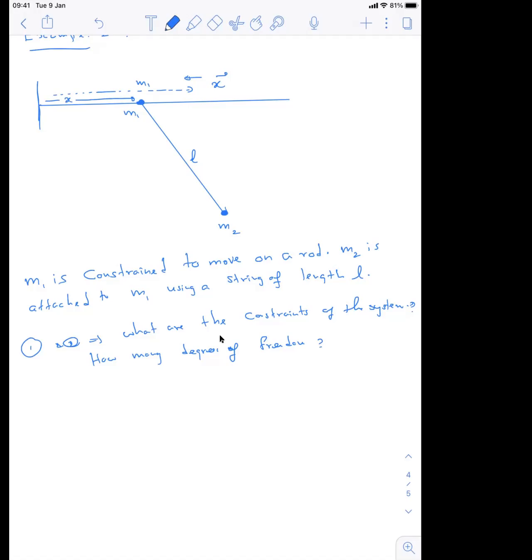M2 is attached to M1 by a length of L, which means that length is fixed as well. So now this can move as a simple pendulum, but since the length is fixed, the only thing that can be changed is this angle, right? I think most of you have correctly identified that, which is a good thing. So once this is moving, it will change this angle, right? So that is the degree of freedom, or the variable that will change when this thing is moving, right?